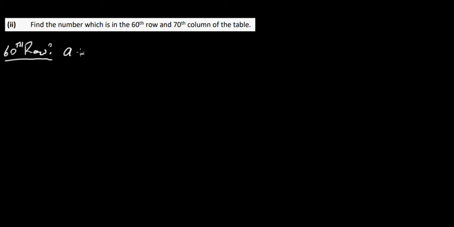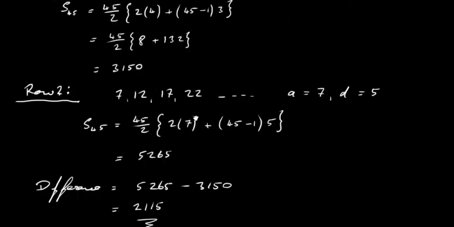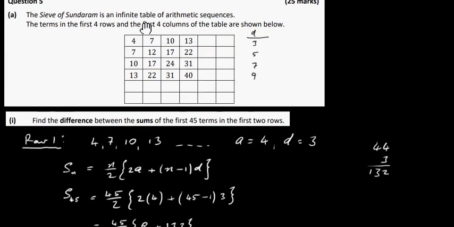Now I know I'm going to work out A for the 60th row, the first term in the 60th row, and I'm going to work out D for the 60th row. So how am I going to work out A for the 60th row? Well, if we look at our table here again, these are our rows across here, and I'm looking for the 60th number. Really, I'm looking for the 60th number in this column here, if you like.